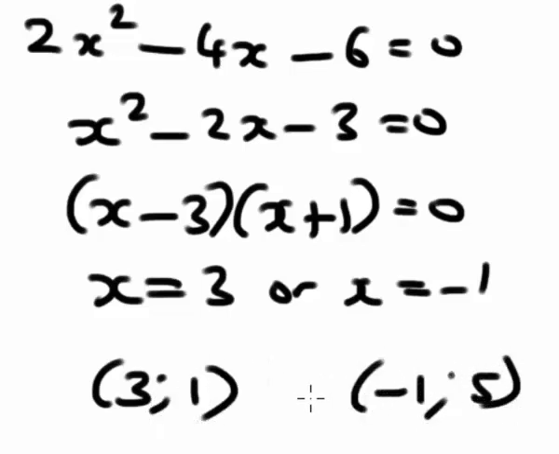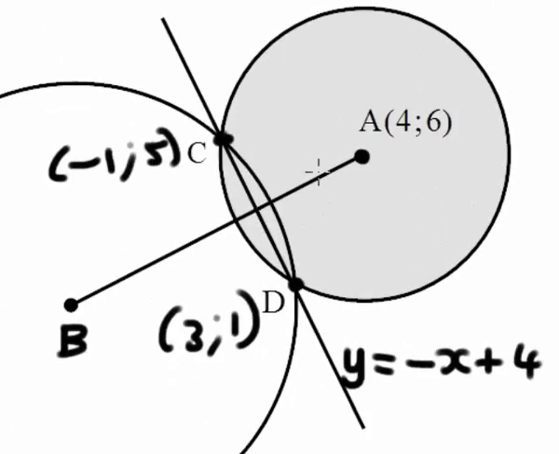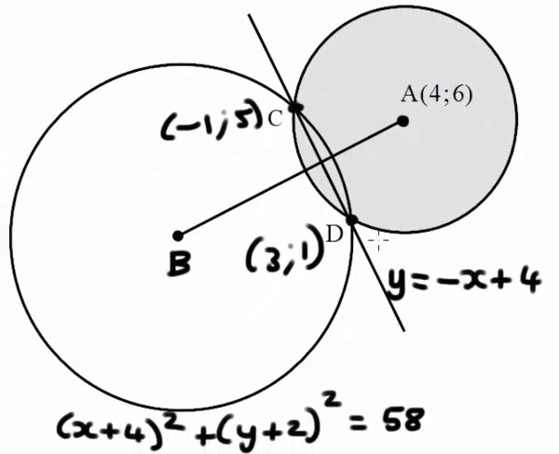And once again, you can clearly see that these are the coordinates of the points of intersection of the small circle with the line, but they're exactly the same as the points of intersection of the big circle and the line. So in other words, the two circles intersect along line CD, along this line, y equals minus x plus 4.